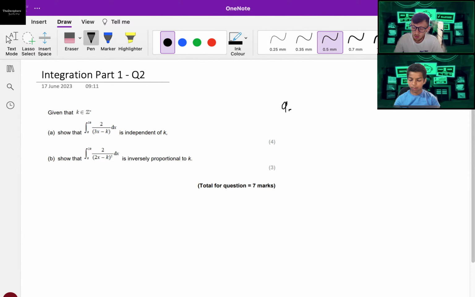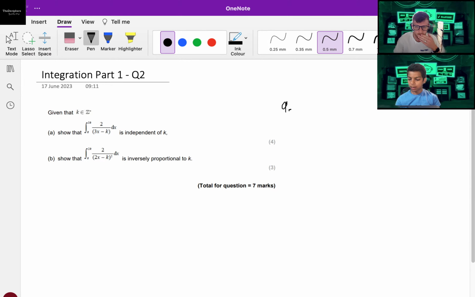Not quite. You're right with the positive bit, but z's not real numbers. It's a subset of real numbers. I think it's natural numbers. Yes, this is actually the same as saying that it's a natural number. In fact, saying k is an element of z plus, z is integers, n is natural numbers, but when it's z plus, it's the same as saying it's a natural number. So first part, show that the integral between 3k and k of 2 over 3x minus k dx is independent of k.